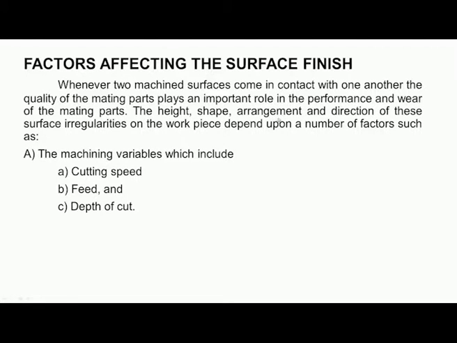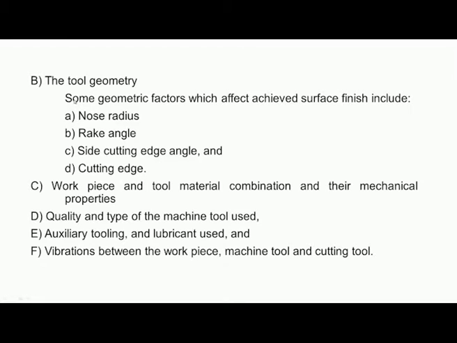The height, shape, arrangement and direction of these surface irregularities on the workpiece depend on a number of factors, such as machining variables, which include the cutting speed we use. The higher the cutting speed and the finer the feed rate, the better the surface we get. Also, what is the depth of cut? If we give a higher depth of cut, then the cutting tool and workpiece may vibrate, and we will get some roughness. And then tool geometry will also affect the surface finish.